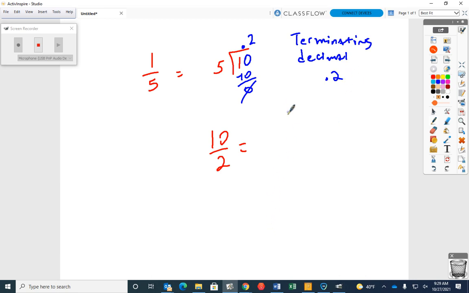What about something like this? Let's say I had 5/8. Can I rewrite 5/8 as a decimal?